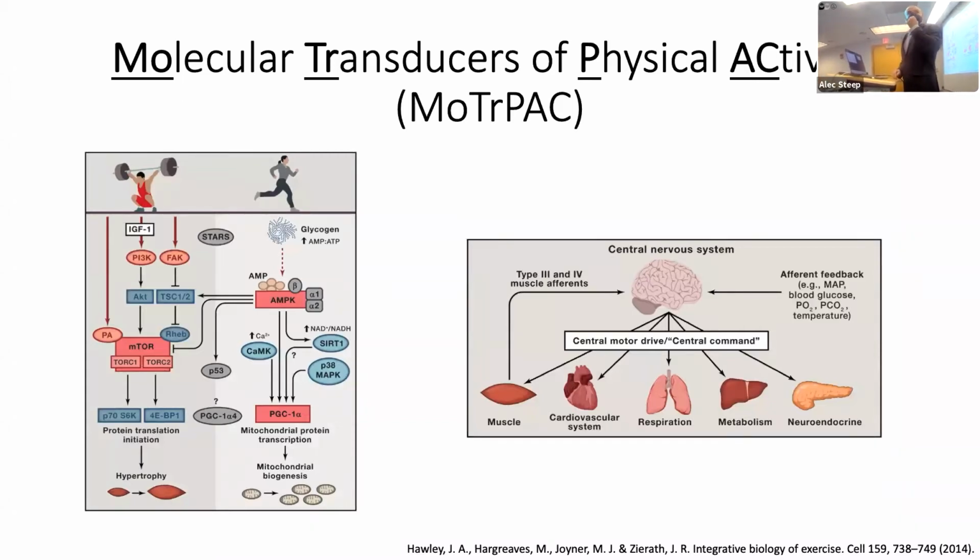So in the Lee lab, we work in MotorPack, and MotorPack stands for the molecular transducers of physical activity. And really what we're trying to do in MotorPack is figure out at the molecular and cellular level how the human body responds to exercise, whether that exercise be aerobic or anaerobic. And this is a multi-species study. We're working with humans, and we're working with rats, and the rats give us tissues that, of course, humans can't. And this is also a multi-tissue study as well.